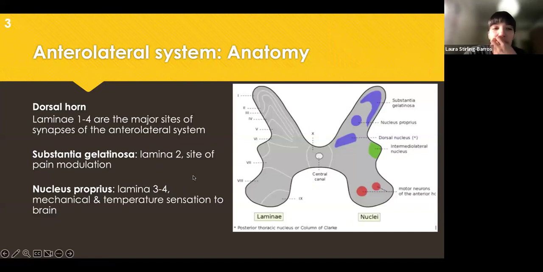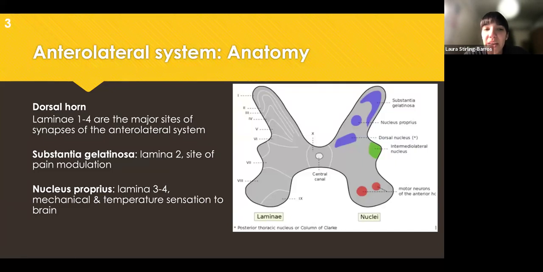So when the first order neuron first synapses into the dorsal horn, it can go from laminae 1 to 4. Laminae is basically just another way of dividing the dorsal horn into different structures. And the substantia gelatinosa is important to remember because it's the site of the descending pain modulation. So as we mentioned at the start, we have the spinomesencephalic from the periaqueductal gray descending down to turn off pain. That's acting at the substantia gelatinosa.